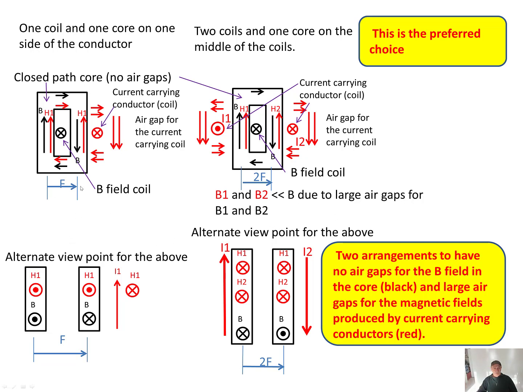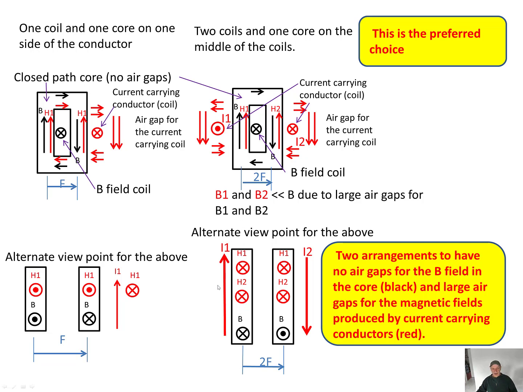So another view, looking from a different view, would be, we have I1 flowing parallel to the page upwards, and then you have H1 and H1 coming out of the page. Here we have a higher concentration, lower concentration, and the force is from left to right. So this is the alternate view for the one above. This is the case of one coil and one core. This is the case of two current carrying conductors and one core in between. So we're just flipping the view.